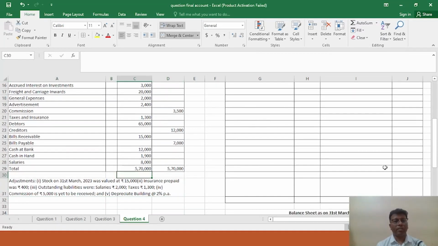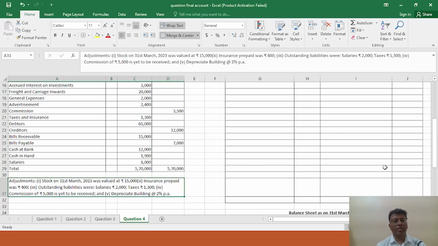Okay, and these are some adjustments. The stock is the closing stock, and as you know, a particular adjustment will give effect to two sides, debit and credit. So the closing stock would be placed in the trading account credit side and in the asset side of the balance sheet. And the second one is insurance prepaid, so it would be subtracted from the insurance. It is an expense related to the future, like an advance, so it would be shown in the asset side; this is an asset.